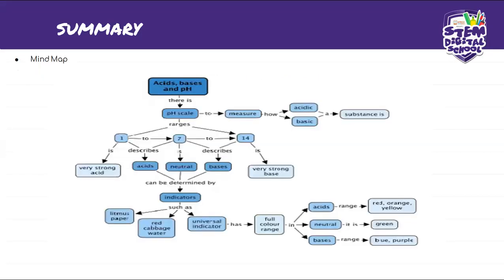Okay, so here is a mind map. Here we have acids, bases, and pH. There is a pH scale, and this pH scale is used to measure how acidic or basic a substance is. This pH ranges from 1 to 7 to 14. pH 1 is a very strong acid, and pH between 1 and 7 describes acids, and exactly 7 describes neutrals. A pH between 7 and 14 describes bases.